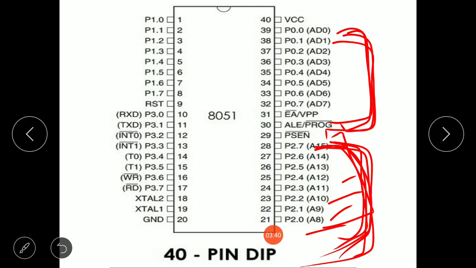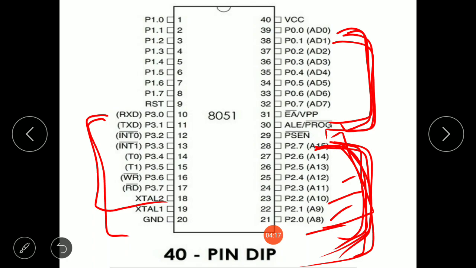Now the next port that I'm going to discuss is port 3. Port 3 occupies a total of 8 pins, that is pin number 10 through pin number 17. These port 3 pins can be used as input or output pins. Port 3 does not need any pull-up resistors, just as P1 and P2 did not.